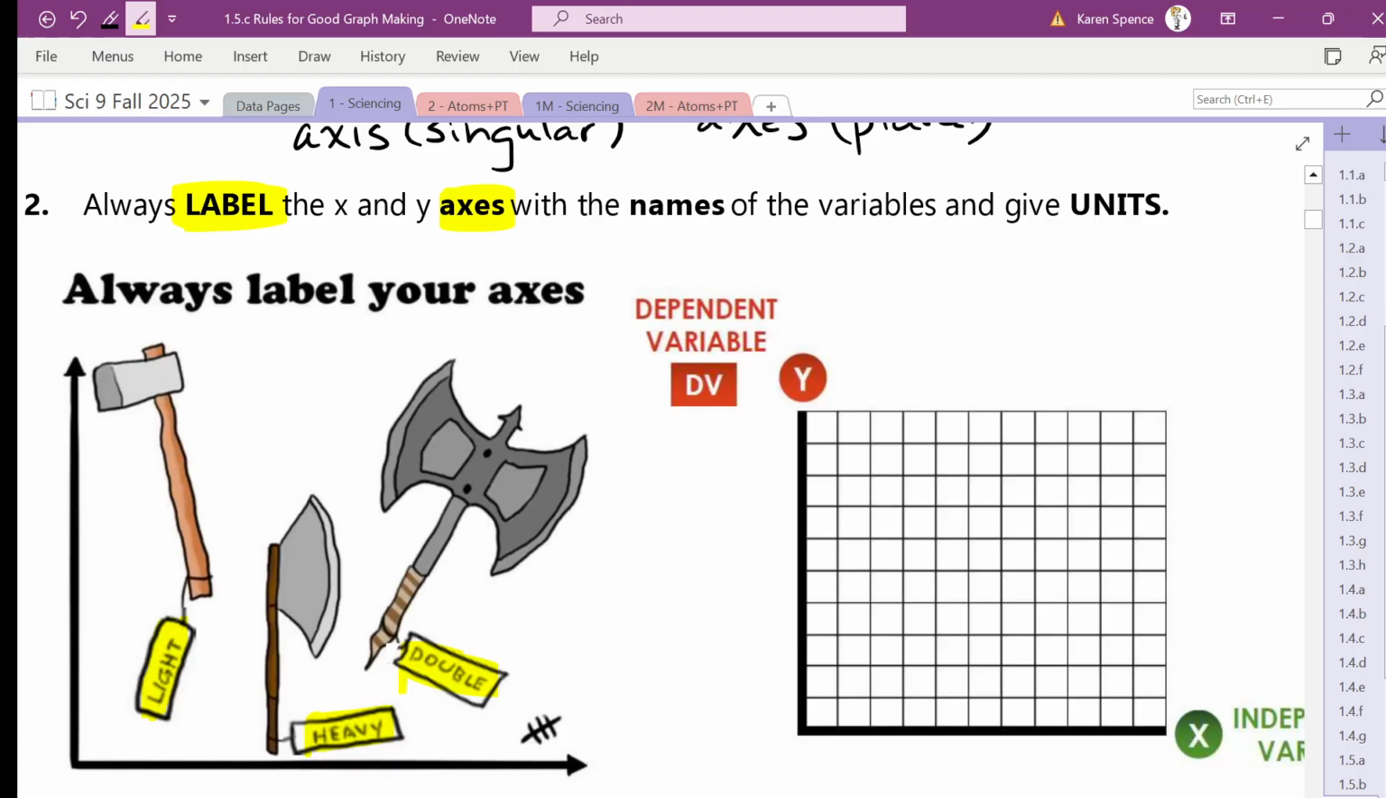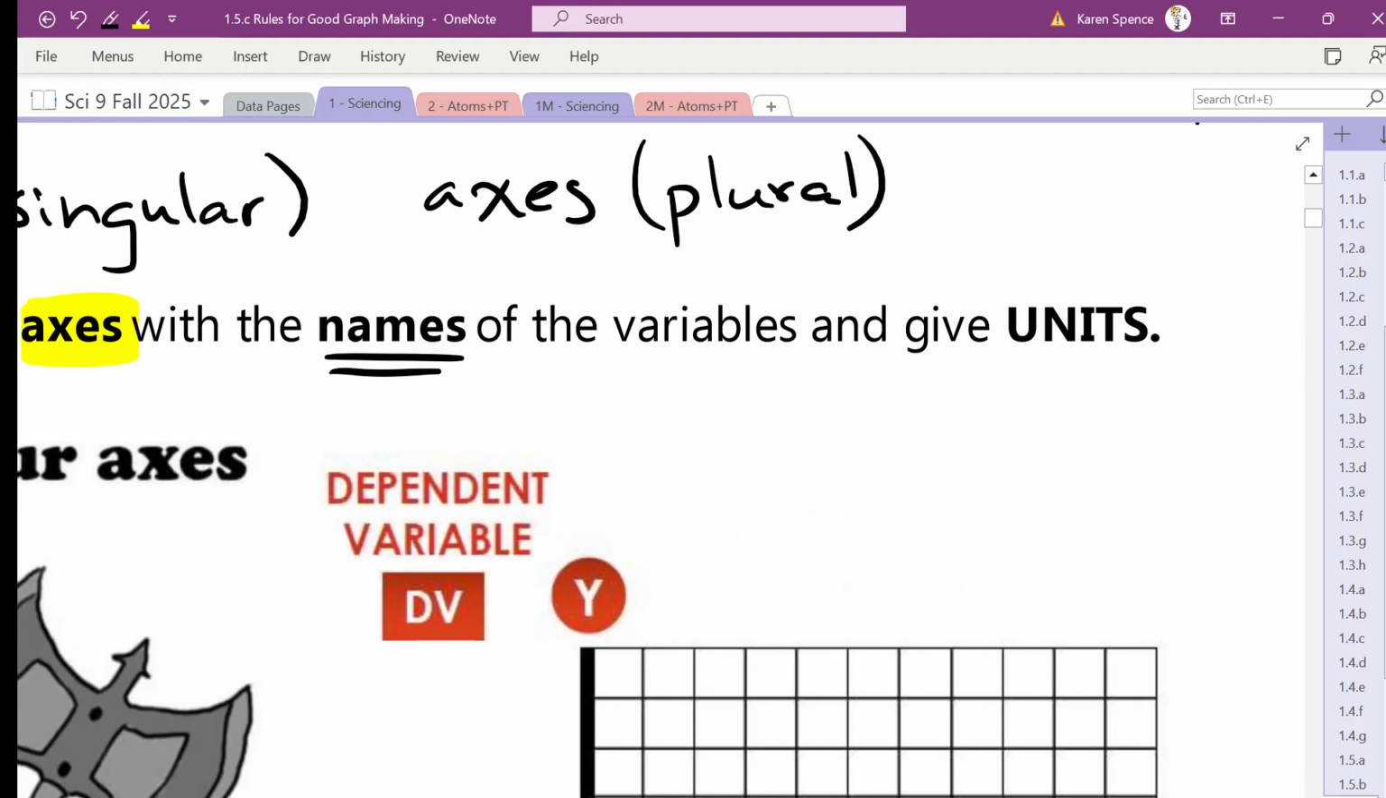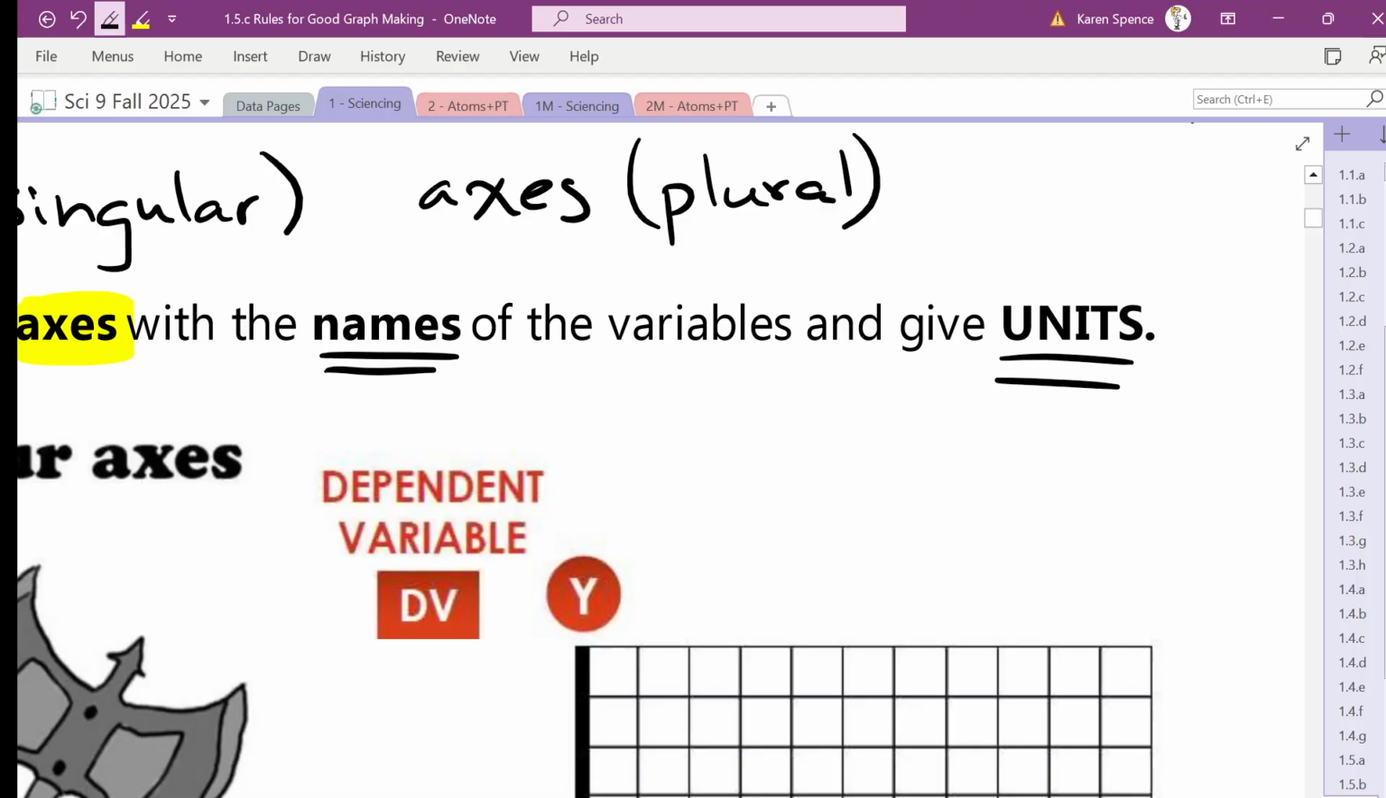All right. So what is going to go on our axes is the name of the variable. So you have to name it, and you have to give the unit, both of those.